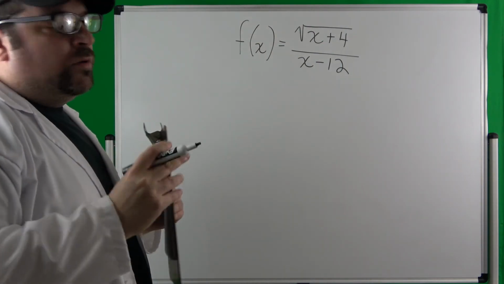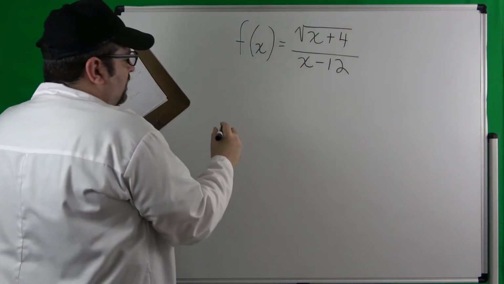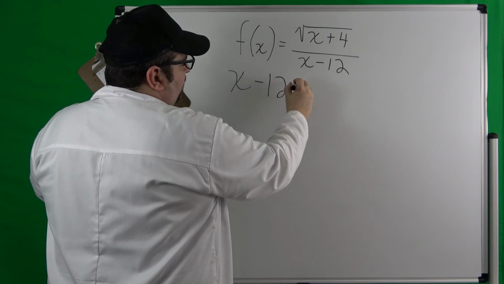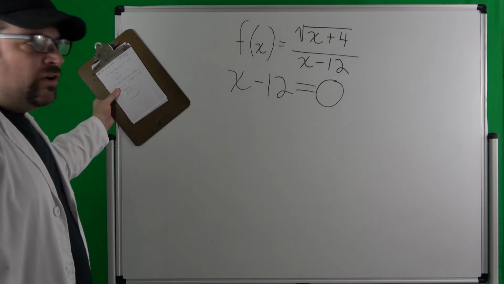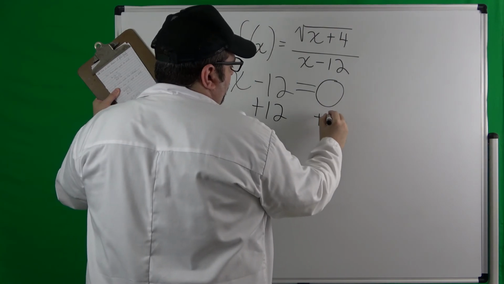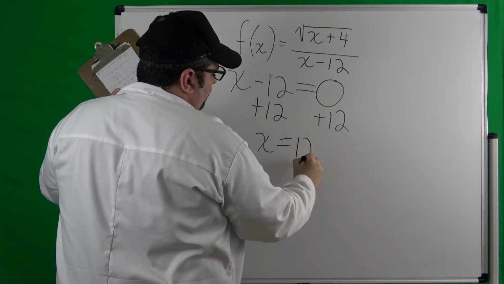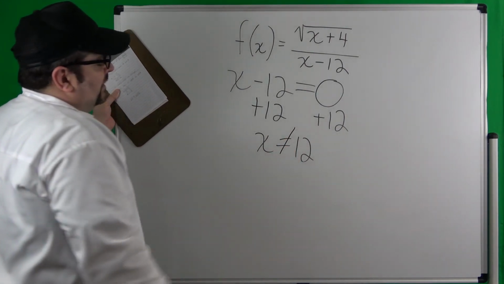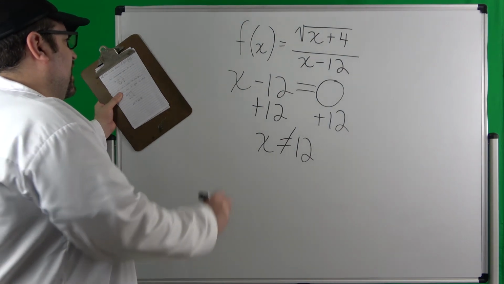So, first of all, since there's a variable in the denominator, we take the denominator, x minus 12, and all we do is set it equal to 0 and solve. Plus 12, x equals 12. Or should I say x cannot equal 12? Okay, so we've got that one.